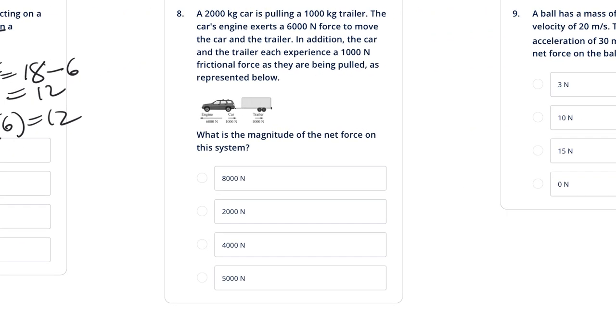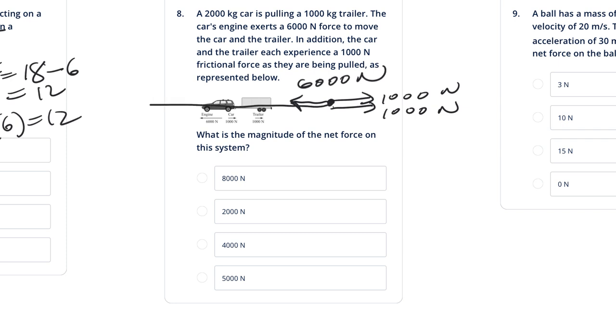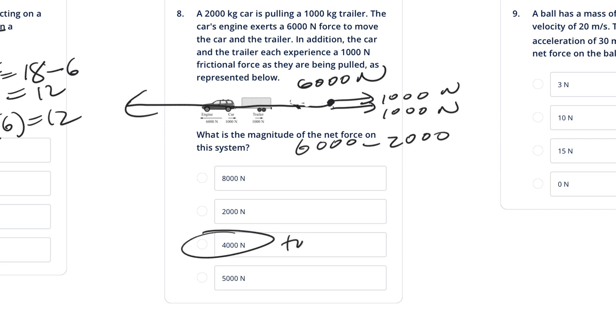Okay, 2,000 cars pulling. This looks complicated, but it's easy. So if I make the car and trailer a system, I've got 6,000 newtons that way, and I've got 1,000 and another 1,000 that way. I'm not drawing them the right sizes, but so what's the net force? Well, this 6,000 would be way over here somewhere, right? If I were to scale this somewhat properly. Okay, so net force is the bigger one minus the sum of the smaller ones, so 6,000 minus 2,000. That comes out to 4,000 newtons to the left. So I should have said to the left.